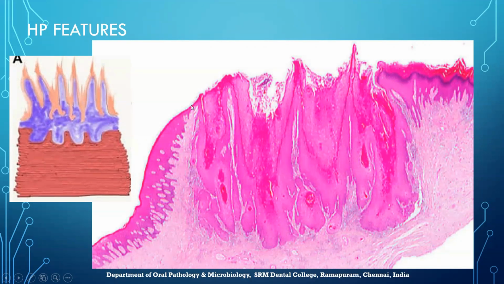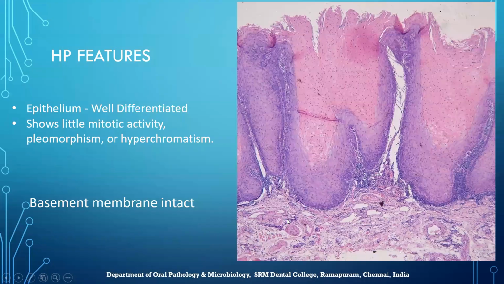So we can see that the verrucous carcinoma exhibits both the exophytic as well as the endophytic component. So we can appreciate that the epithelium here is well differentiated, and it shows little mitotic activity. The pleomorphism and hyperchromatism are all very minimal. So we need to appreciate that the basement membrane is intact with the presence of intense chronic inflammatory infiltrate in the underlying connective tissue. We can also see that these broad rete ridges are described as elephant foot-like rete ridges, and they are seen pushing the connective tissue.